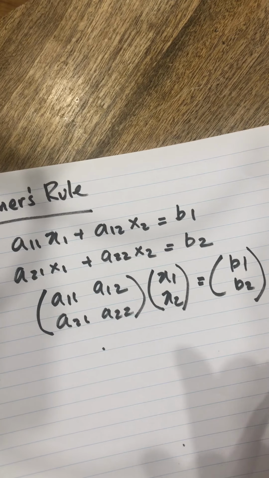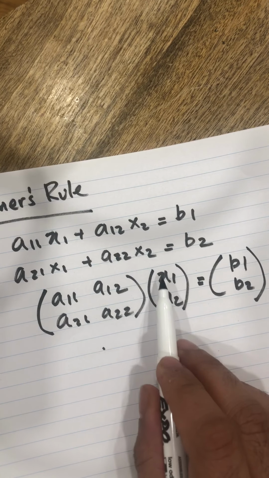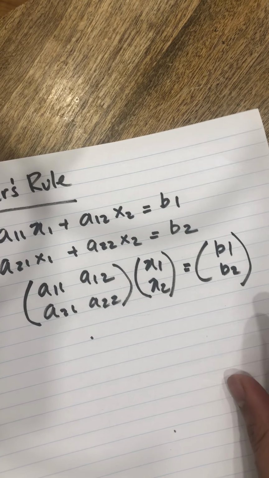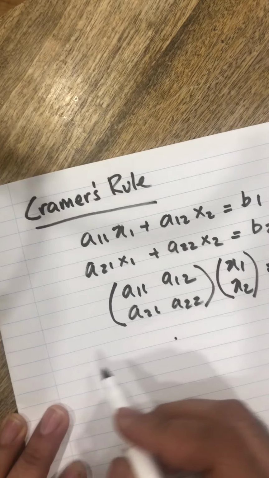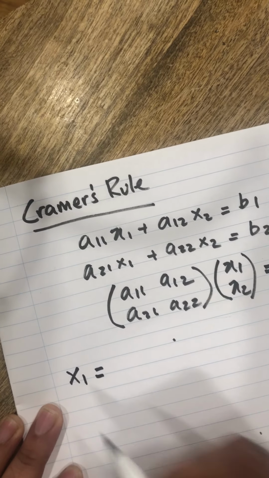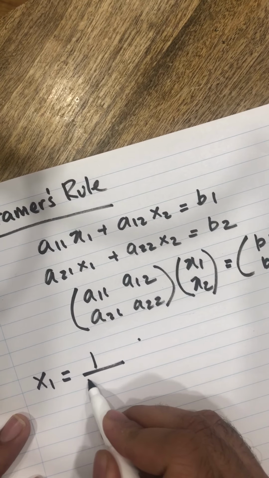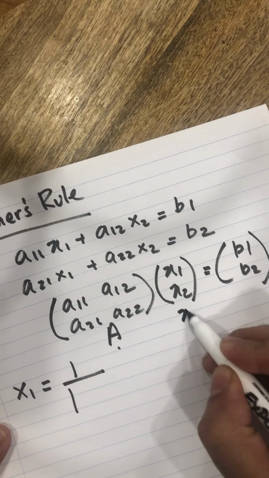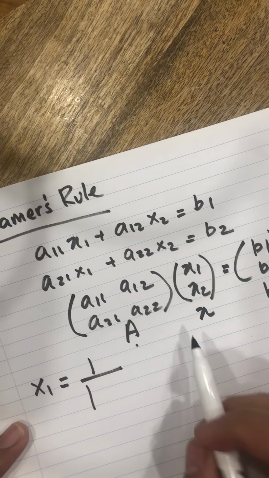Now Cramer's rule is a very interesting way in which you can find solutions for x1 and x2 from these three matrices, and I'll just show you what the formula is. Okay, so Cramer's rule says, if you want to find the solution of x1, this is your matrix A, this is your matrix X, and let's say this is your matrix B. So let's just call it that.